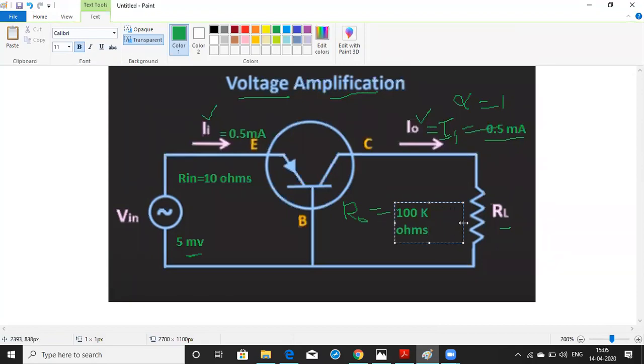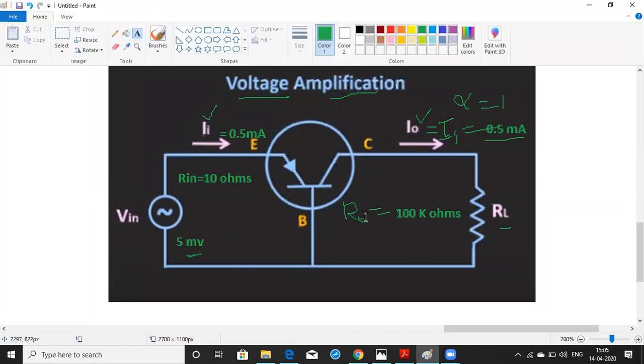So the output resistance is approximately 100 kilo ohms, right? The input resistance is 10 ohms, but the output resistance is approximately 100 kilo ohms. Therefore, how are you going to find the output voltage, that is, the voltage across this point to this point? Just assume this RL as 100 kilo ohms. So how much are you going to get for V naught?